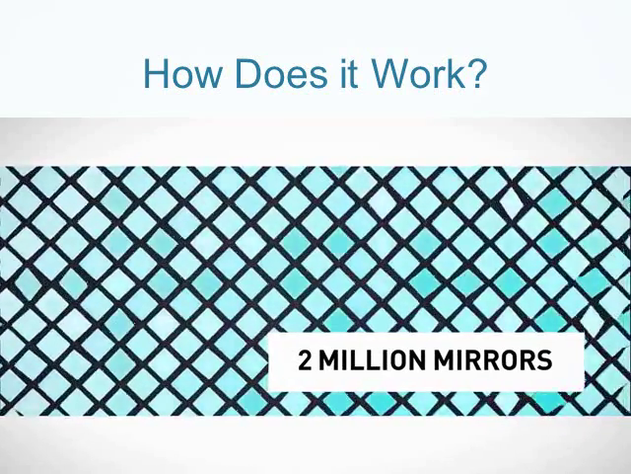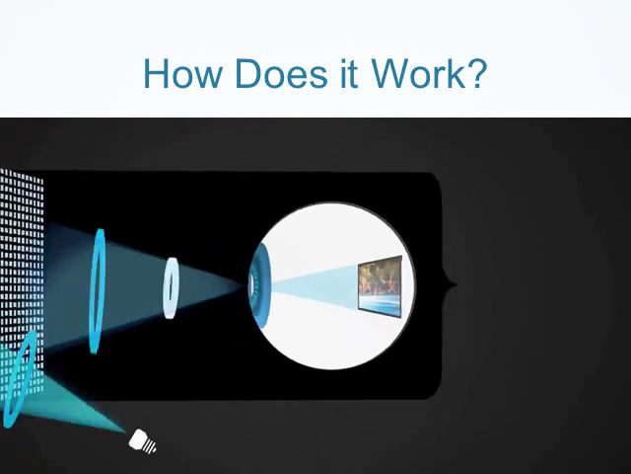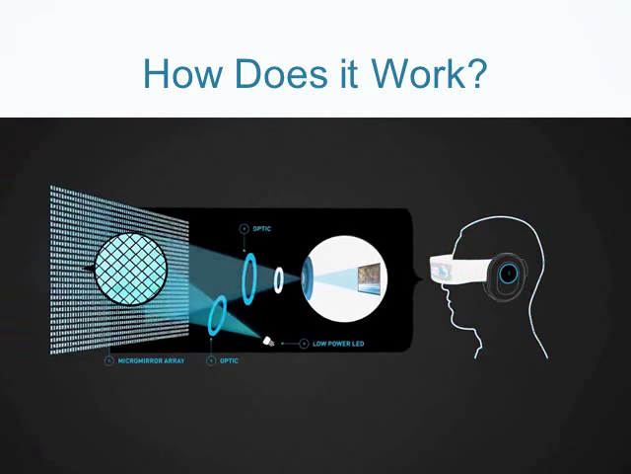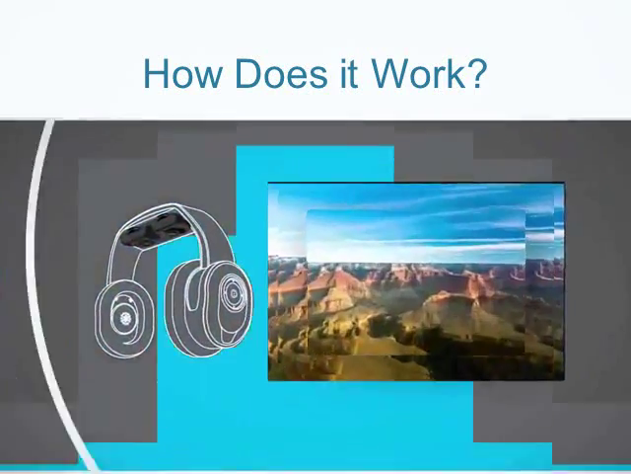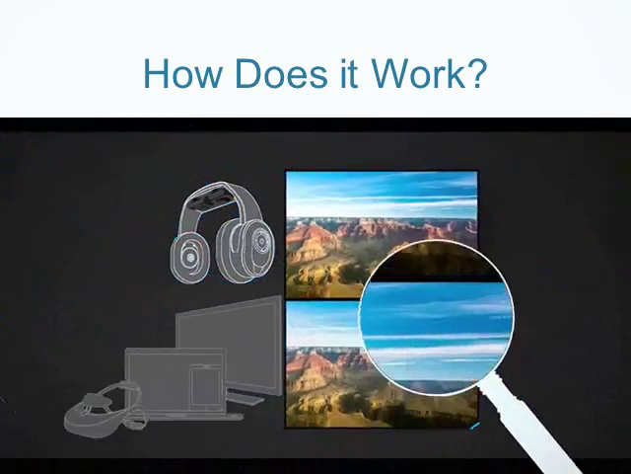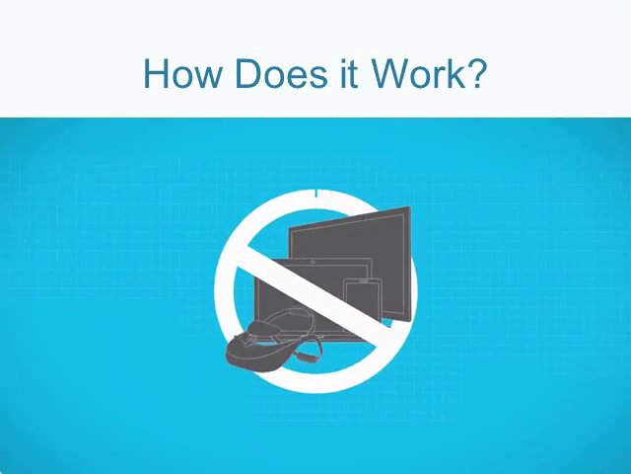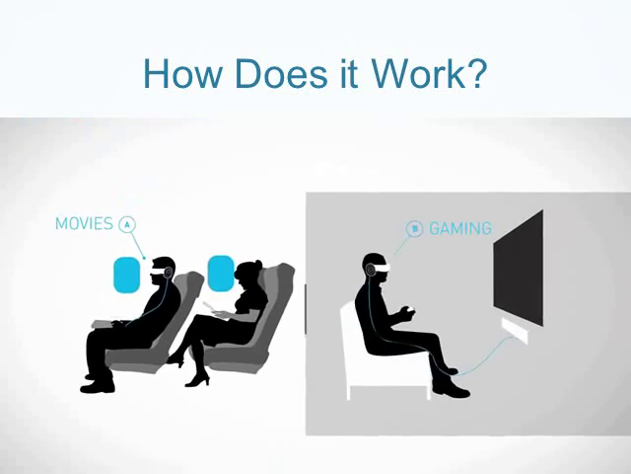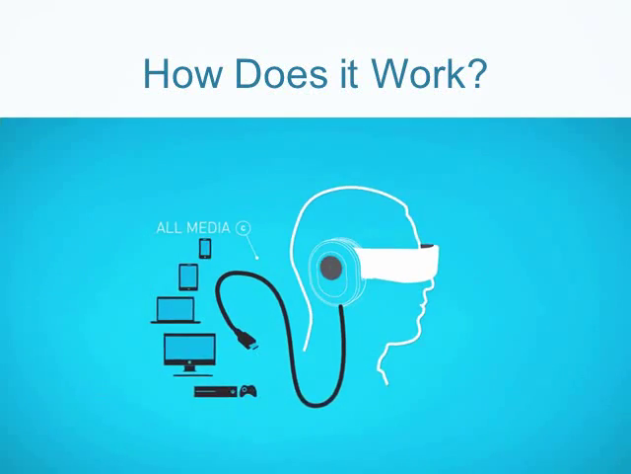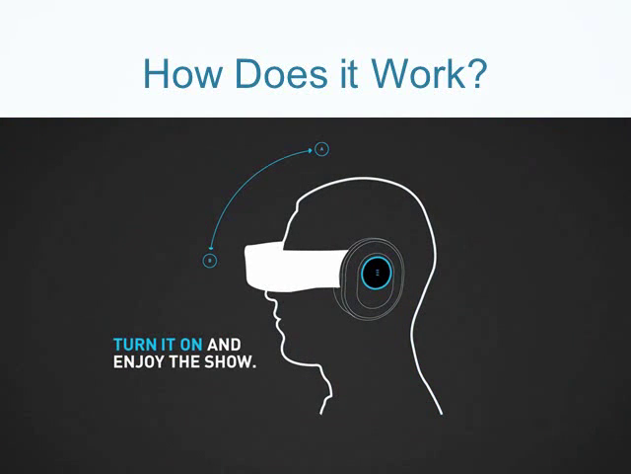The stream is then focused through a second set of optics and projected directly onto the retina, mimicking the way we receive light reflected off objects in our everyday environment. Glyph creates an image of extraordinary clarity, sharper and more realistic than current conventional display technologies, in a more natural way, without a screen. Enhance movies, gaming, or any media of your choice. Simply turn it on and enjoy the show.